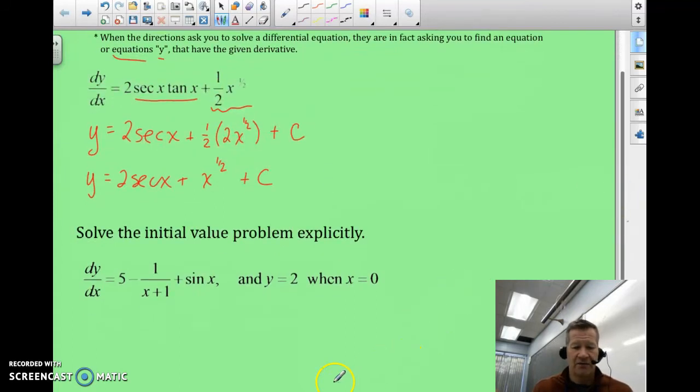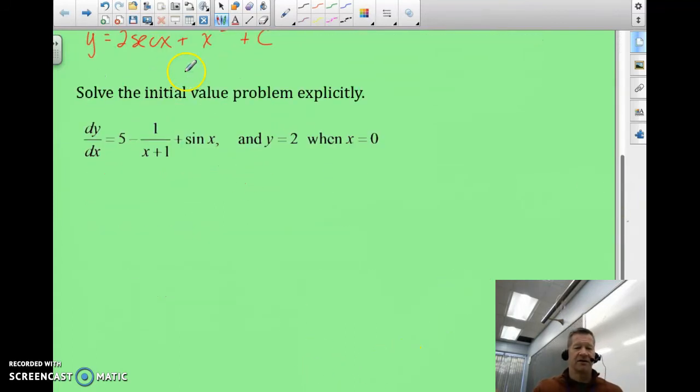All right, now the directions here are a little different. It says solve the initial value problem explicitly, meaning there aren't going to be a bunch of answers with a plus c on it this time. There will only be one answer, because now not only are they giving me a differential equation, but they are giving me a point through which the solution curve will go. So there only will be one solution.